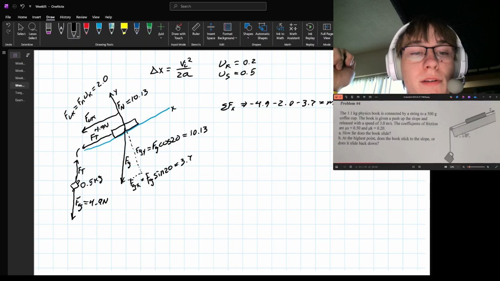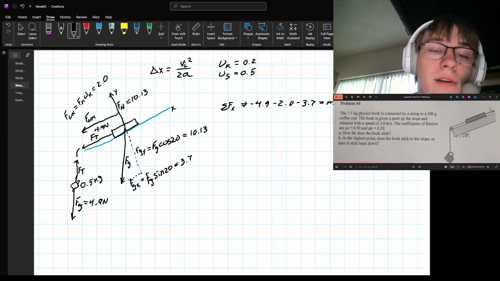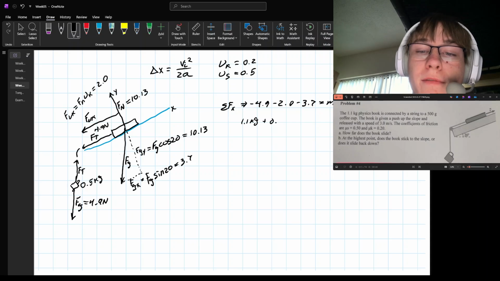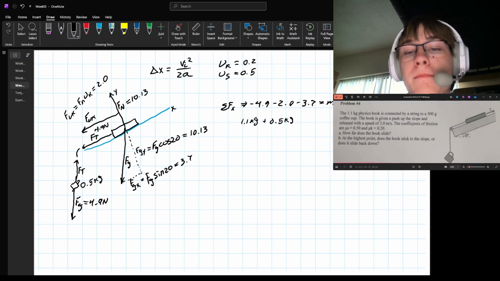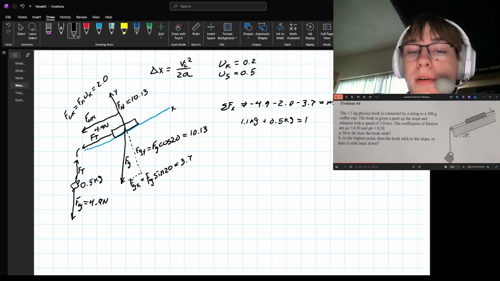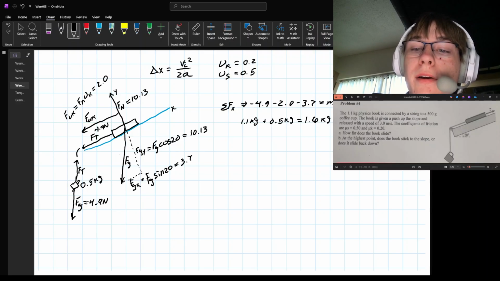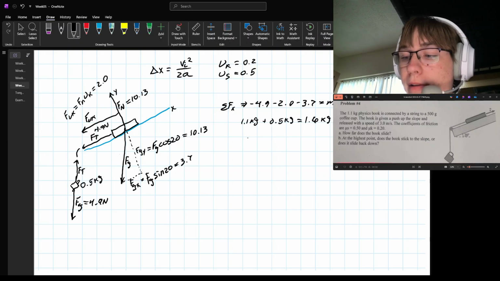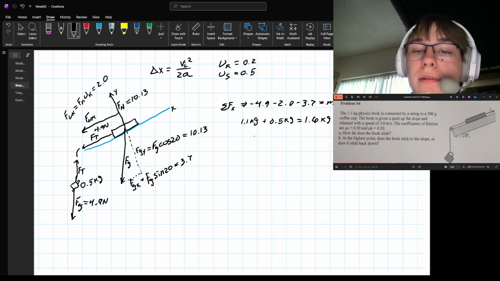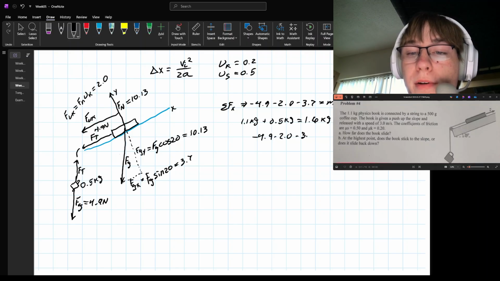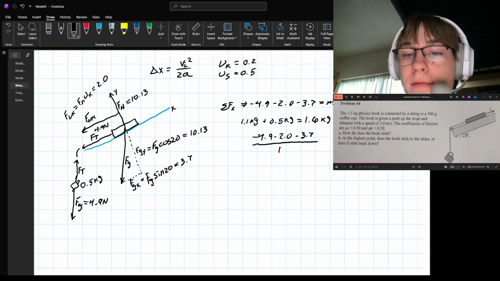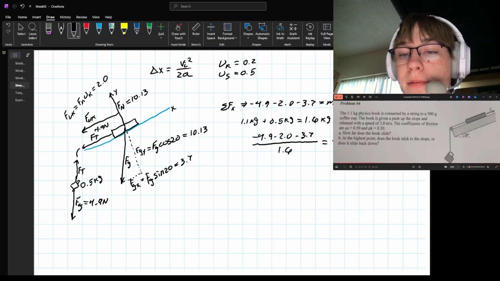So mass of the entire system is the book, so 1.1 kilograms, plus the cup, 0.5 kilograms. And that is going to be equal to 1.6 kilograms. So we take all of this, and we're going to go negative 4.9 minus 2.0 minus 3.7 all over our mass of 1.6, and that's going to equal the acceleration.